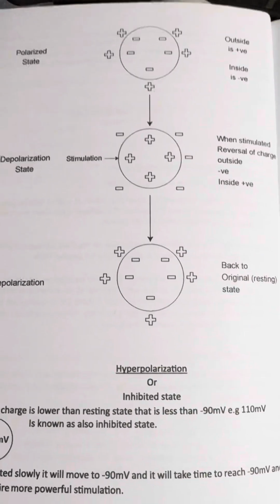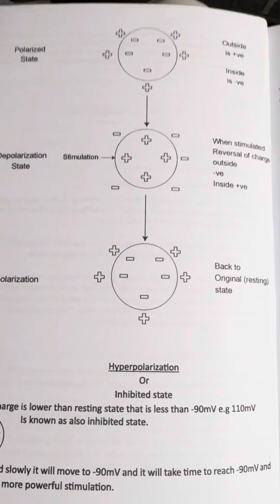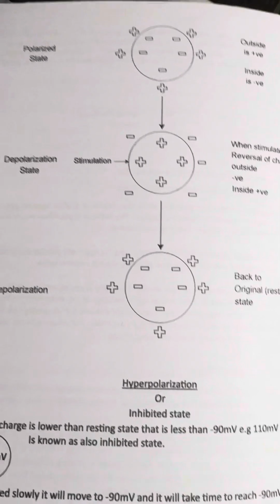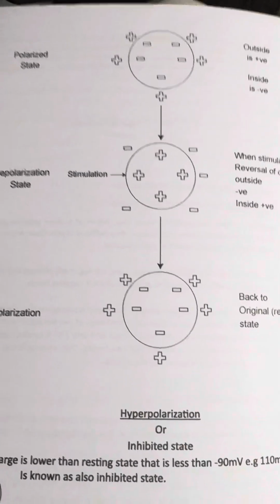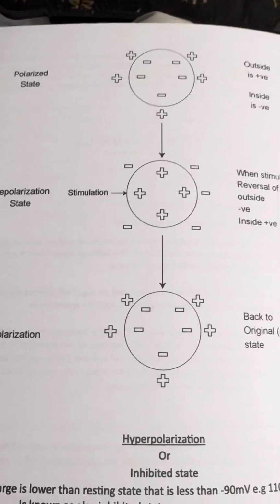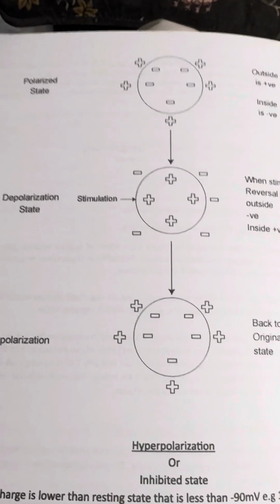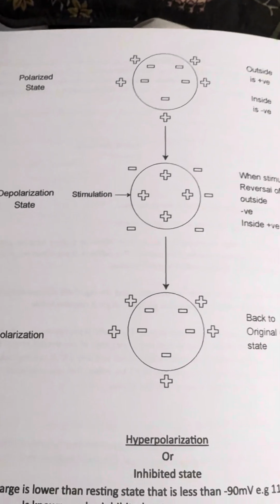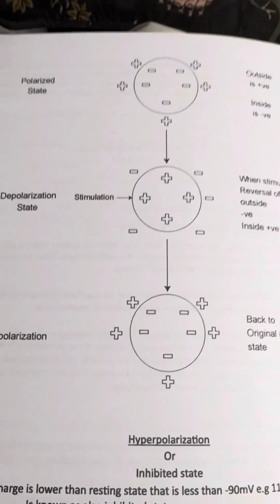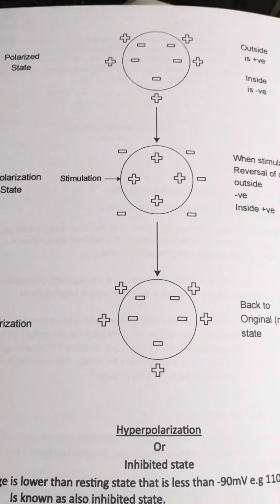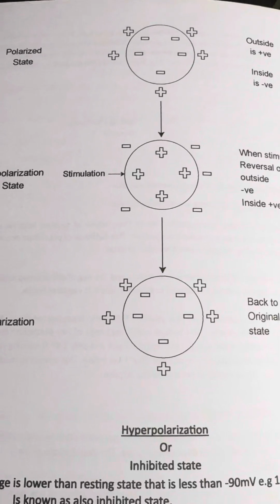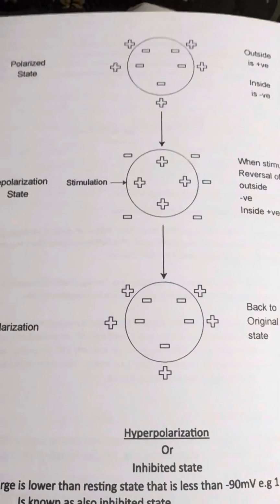This is the continuation of the first lecture, that is cellular electrophysiology. Just to remind, the first diagram shows the polarized or resting state. Here inside is negative, a negativity of minus 90 millivolt, and outside is positive. This is known as the polarized state or resting membrane potential. Why polarized? Because the positive charge is polarized outside and negative charges are polarized inside the cell.